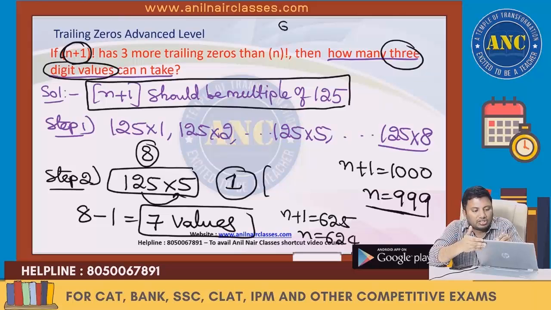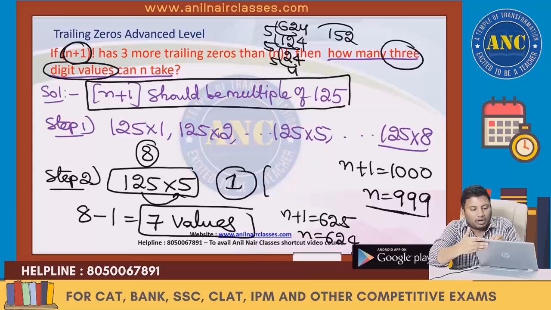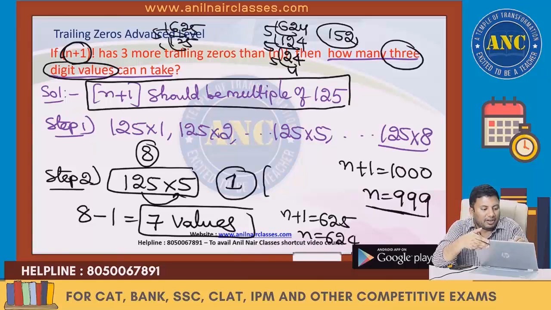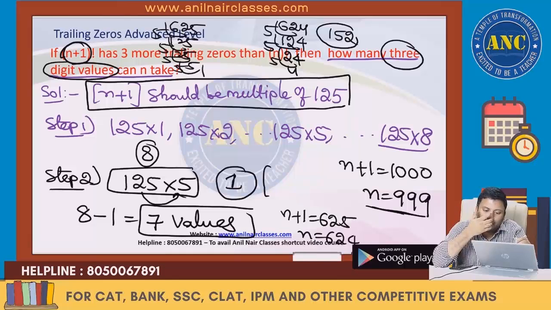Just check it out. 624: 5 how many times? 5 12s are 60, 5 2s are 20, 5 4s are 28. I will get 152 here. Am I right? For n plus 1, 624 plus 1 is 625: 5 125s are, 5 25s are, 5 5s are, 5 1s are. How much am I getting? 125, 150, 156. 4 zeros I am getting at the end. I hope the idea is clear.